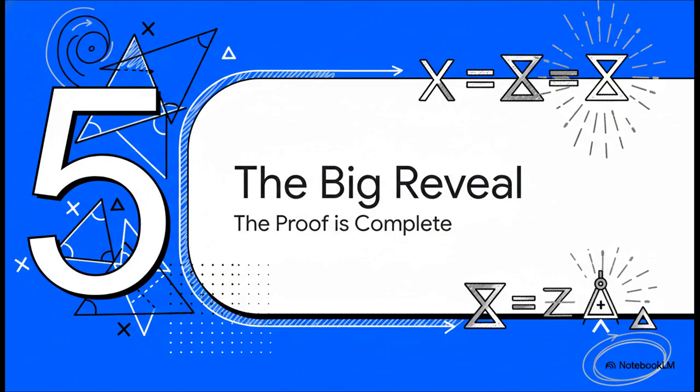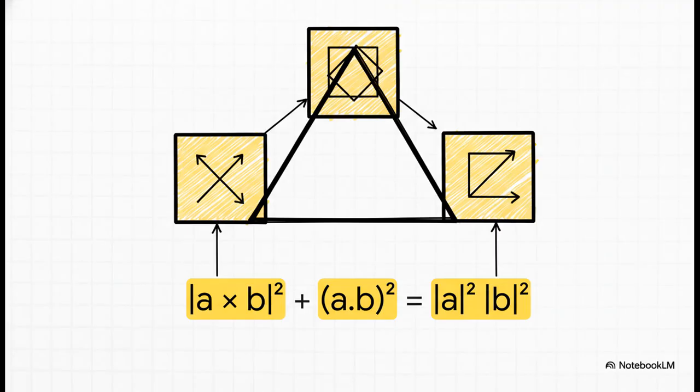The puzzle is officially solved. There it is. We did it. We've shown with a simple picture that this super abstract vector identity is really just the Pythagorean theorem in a clever disguise. Every single part of it maps perfectly back to that little right triangle we drew, just scaled up by the length of vector B.